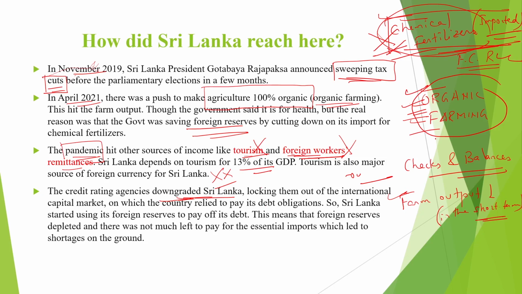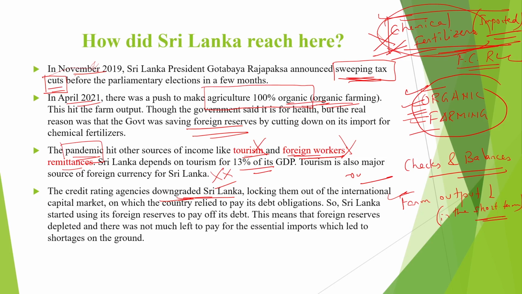First, sweeping tax cuts that we discussed, which led to the twin deficit problem. Second, organic farming that hugely impacts farm growth, that again increases imports, just to save foreign currency reserves, but again that did not work. Since farm output was impacted, Sri Lanka started importing essential items like rice and tea, which Sri Lanka always used to export. They even had to start importing that.